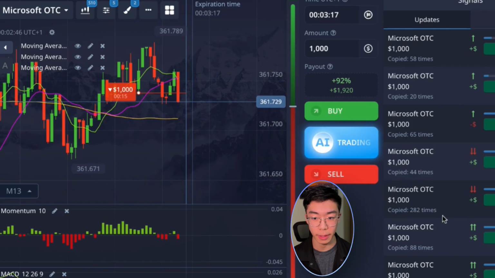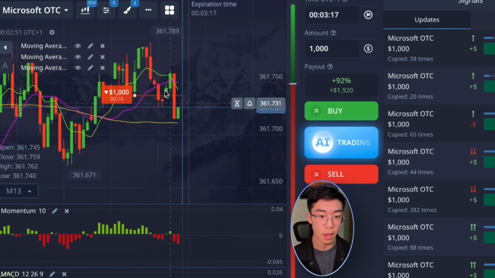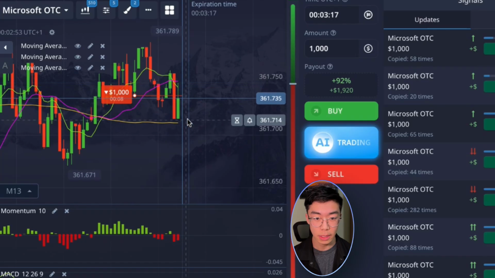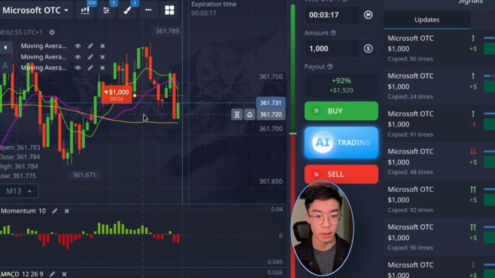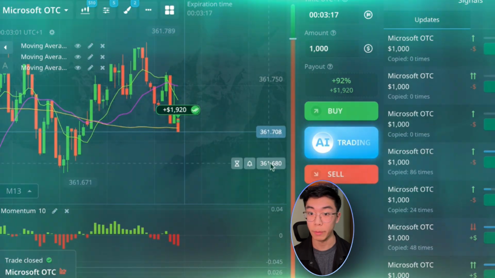282 people have actually betted that it'll go down right here. So it's actually pushing the price downwards a little bit. And let's just see what happens for the price and how it plays out. Last 3 seconds. It's very volatile right now. And we profited a great amount.